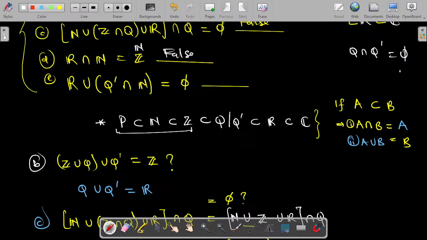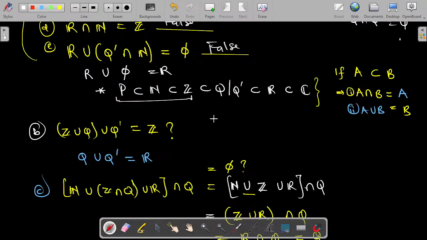And finally the fifth one. What is this going to give you? Remember what I said, that there is no relationship between N and Q. So their intersection will be empty. And then when you take the union of R and empty, R is bigger than empty. Empty is already empty, there is nothing there. So this should give you R and not empty. So this is also false. So the 5 questions there are all false. None of them is true.